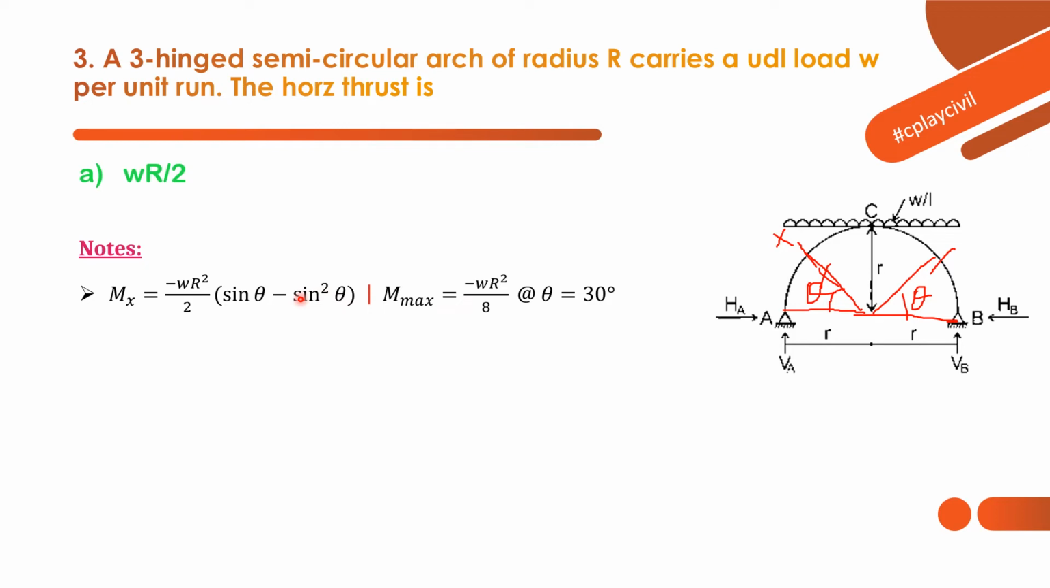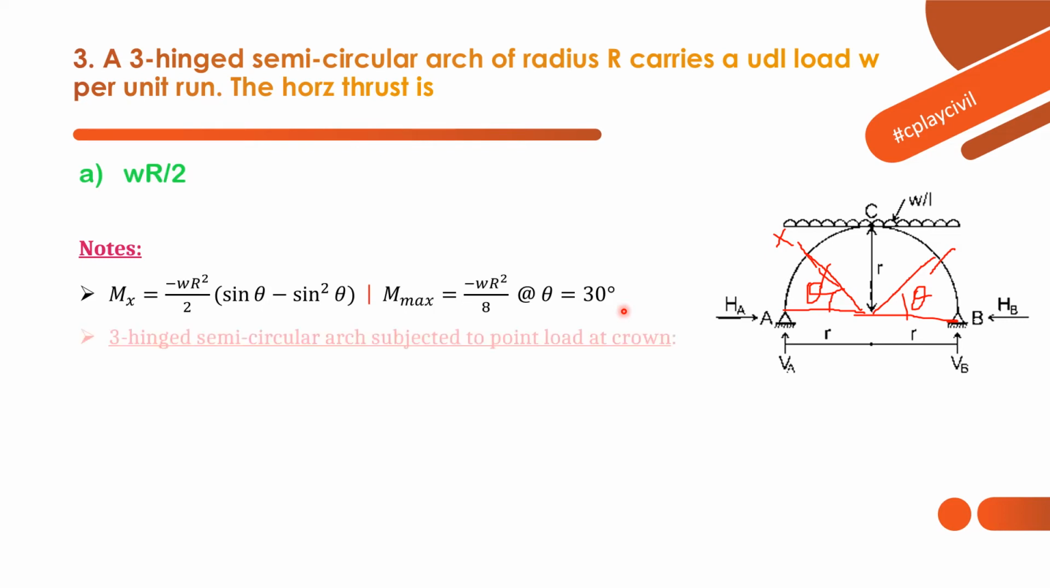But in case of a parabolic three-hinged arch, the bending moment at any section will be 0, because that is a pure compression member. That is why bending moment is 0 in case of a parabolic three-hinged arch. But in case of a semicircular arch with three hinges, the moment at any section will be given by this equation. The bending moment will be maximum when theta is 30 degree. At around here, the maximum bending moment will be minus WR square by 8, where R is the radius, W is the UDL on the entire span, and theta is 30 degree.